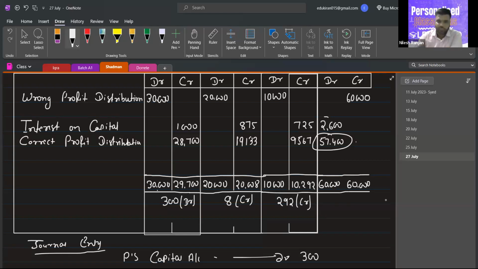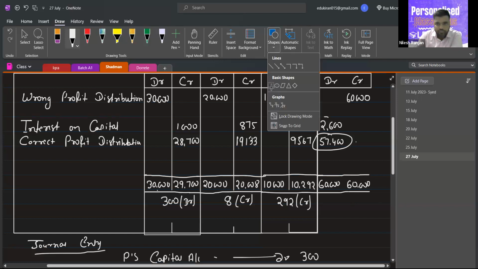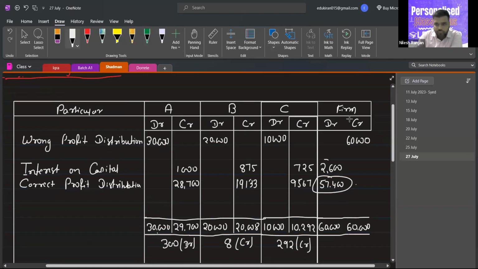Yes, sir. Just one last doubt. In the general entry, the partner who is bringing the amount will be put on the credit side, and who is giving will be put on the debit side, right? Wait. In the general entry.